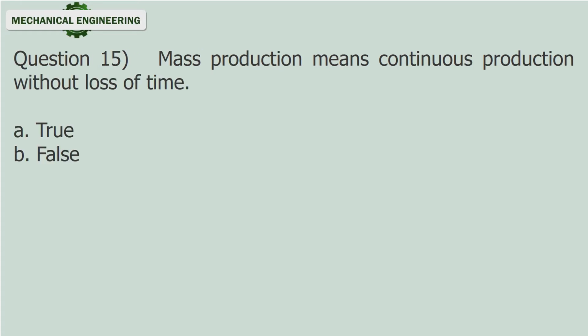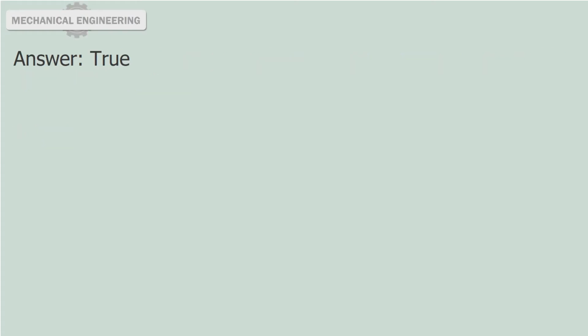Question 15. Mass production means continuous production without loss of time. A. True. B. False. Answer: true.